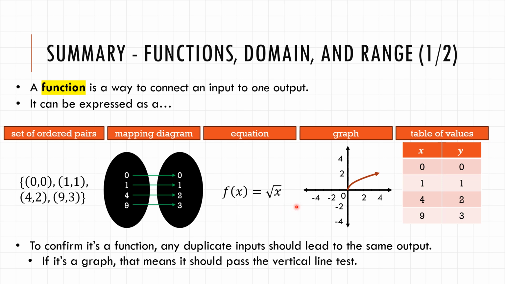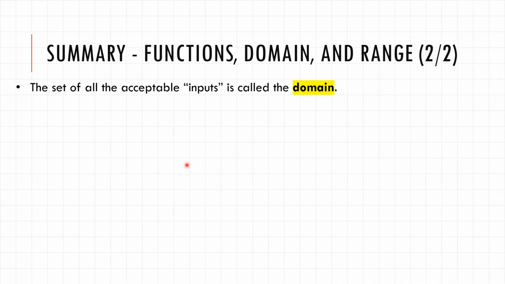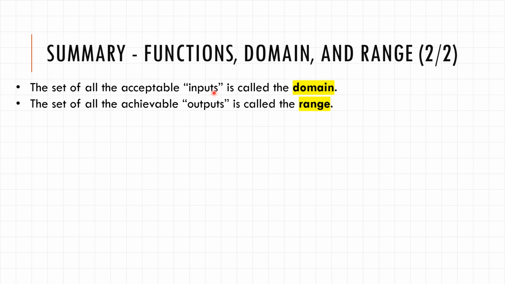If that's a graph, that means the graph should pass the vertical line test. So you should never be able to draw a vertical line that touches the graph in two places. The set of all acceptable inputs is something we call the domain. So any function has a domain, and those are all the numbers that it could accept. Whereas the achievable outputs, any number that it could spit out, are called the range.